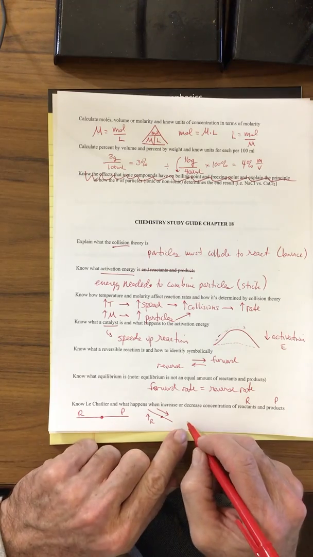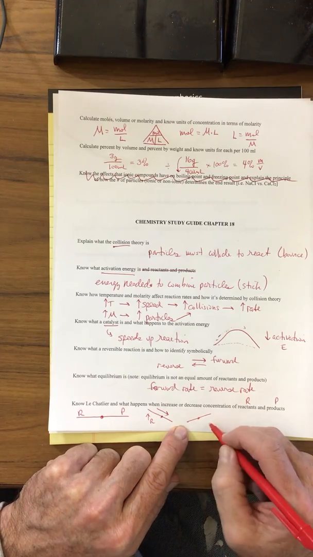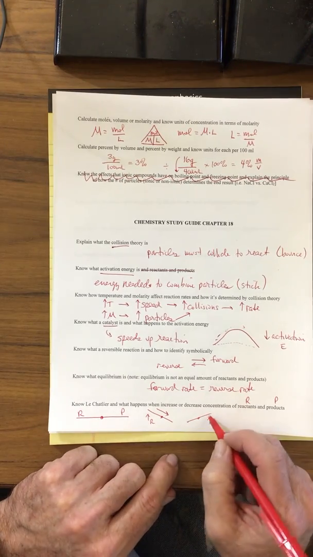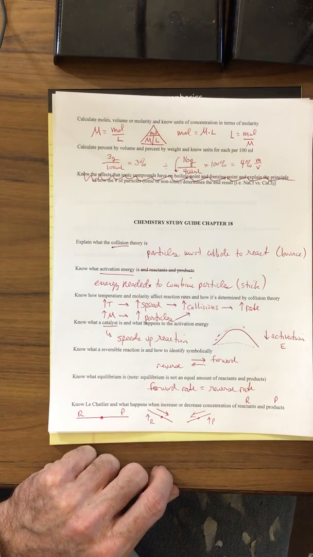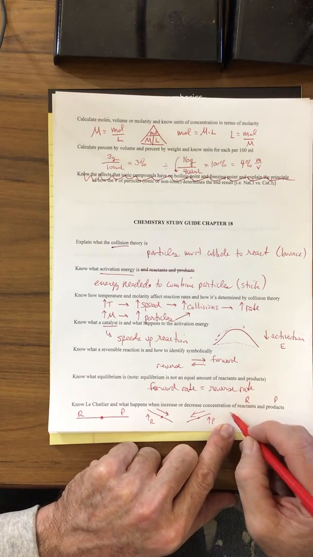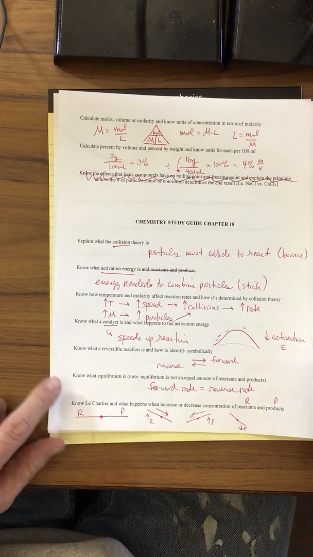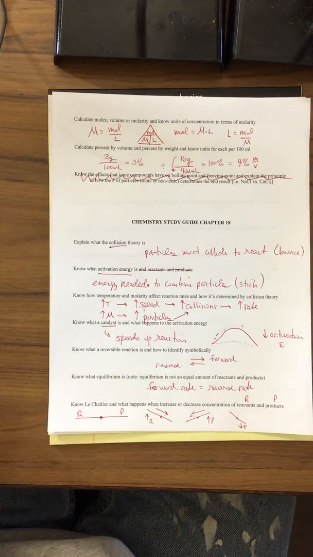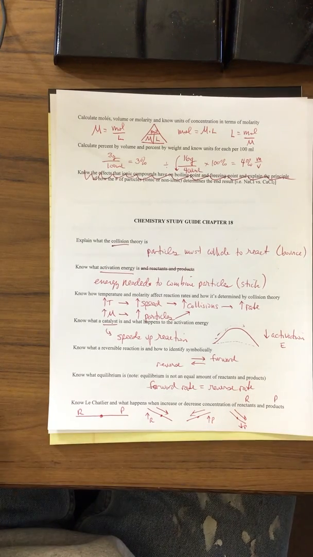If I increase the products, it's going to cause the reaction to reverse. If I decrease the products, meaning if I take the products out, it wants to get back into balance again, so the reactants become more products to balance those out.